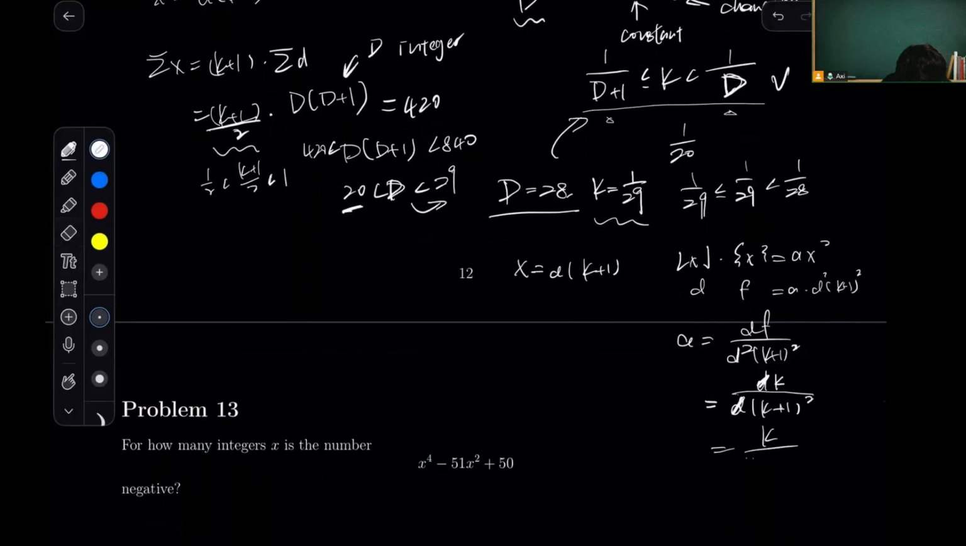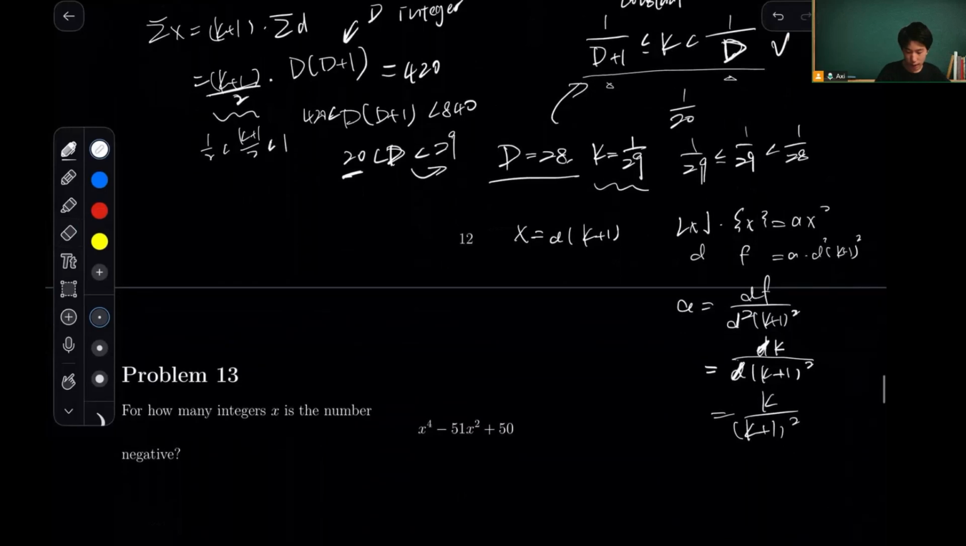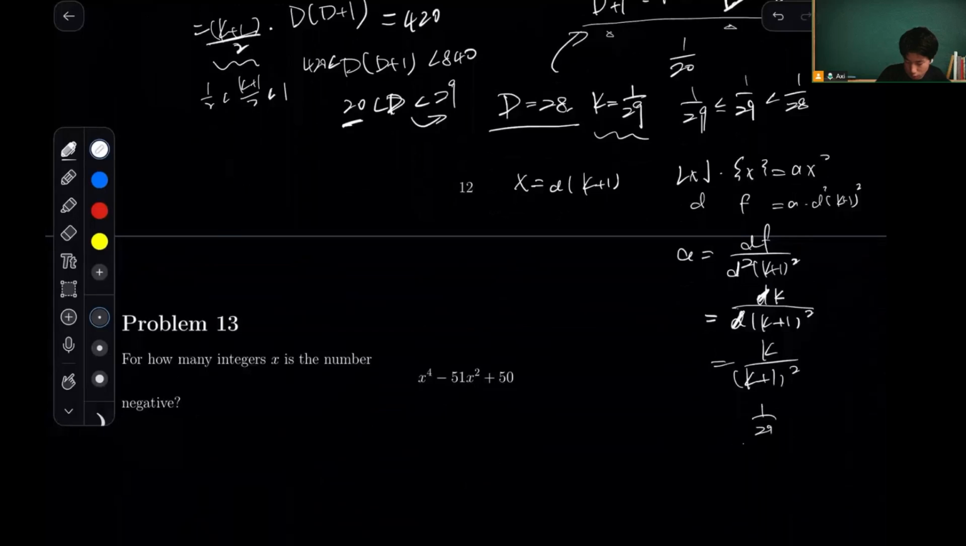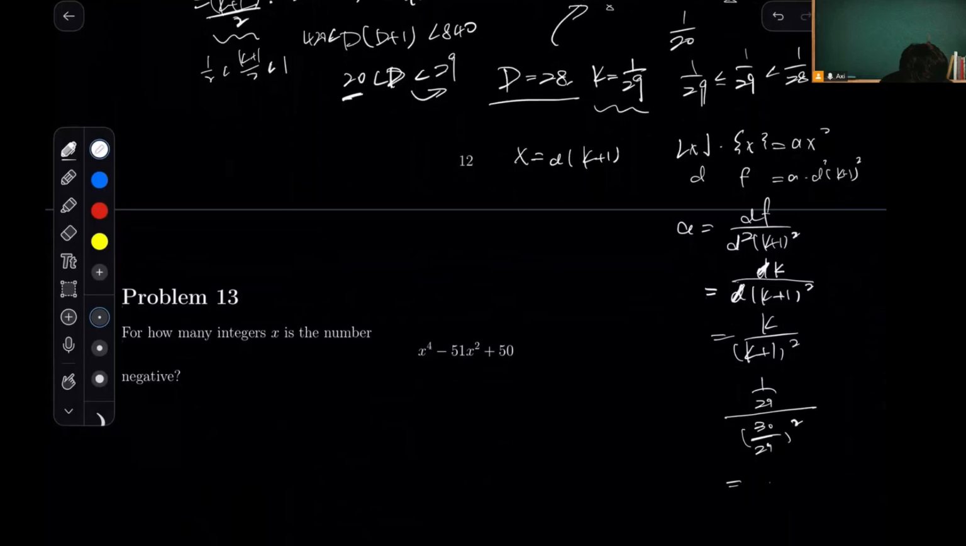And ultimately, a is simply equal to k over k plus 1 squared. K is 1 over 29, so the answer is 1 over 29 over 30 over 29 squared. So the result is 29 over 900. And we are done. That is basically the hardest problem in AMC12 algebra. This, in fact, is indeed one of the hardest problems.